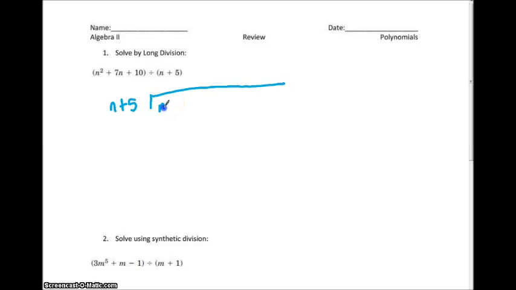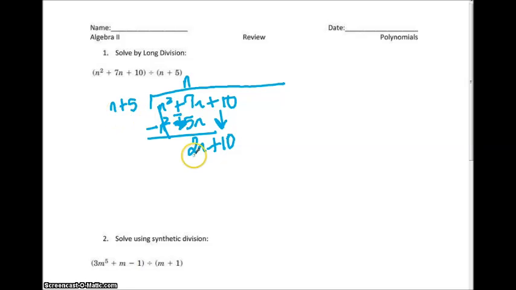Your other problem, n squared plus 7n plus 10. Make sure you don't have any skips. What would you multiply n by to get n squared? You would multiply it by n. So n times n is n squared, n times 5 is 5n, so plus 5n. Draw a line, change your signs, and combine. 7 minus 5 is 2n, and these cancel. Bring down your plus 10.